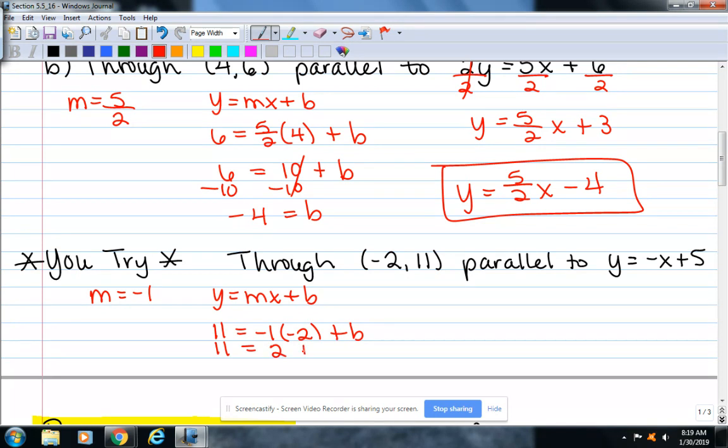2. What do you do? Subtract 2, and I'm out. And what do we get for b? 9 equals b. What is our equation? Negative x plus 9. Or you could leave the 1 off and just have negative x, right? So raise your hand if you got one of those two equations. Very good. So parallel line equations are easy, aren't they? They are, because they're the same slope. You know one slope, you know the other slope.